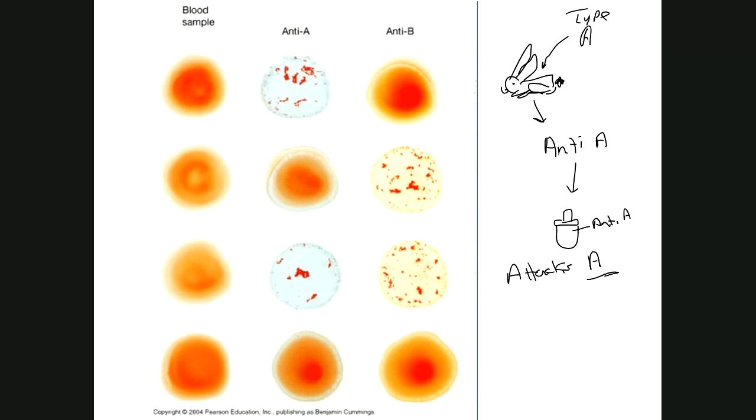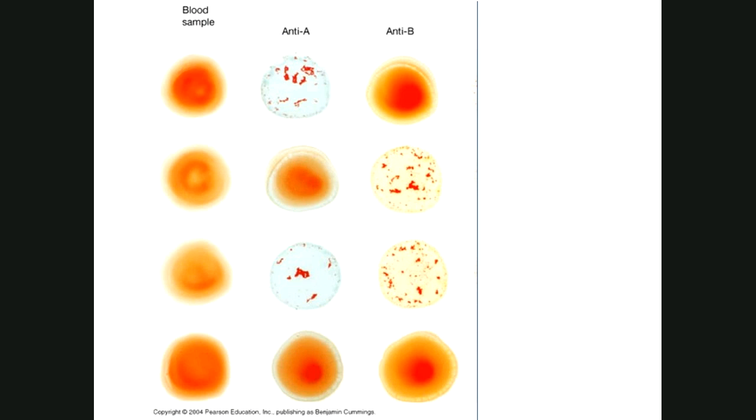We're going to do the same thing with a different rabbit, and we're going to put type B in there for this rabbit. So when we put type B in, we're going to get anti-B antibodies, and anti-B antibodies only attack B. And again, we're going to put them in a bottle. And so we're going to have these bottles of anti-A and anti-B.